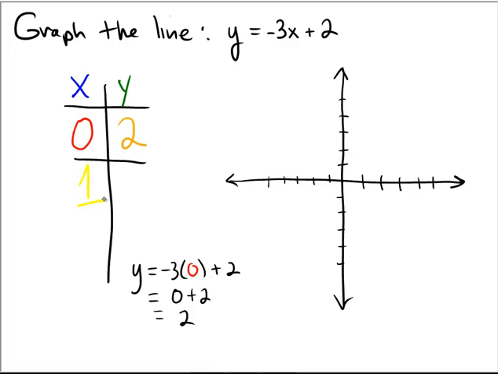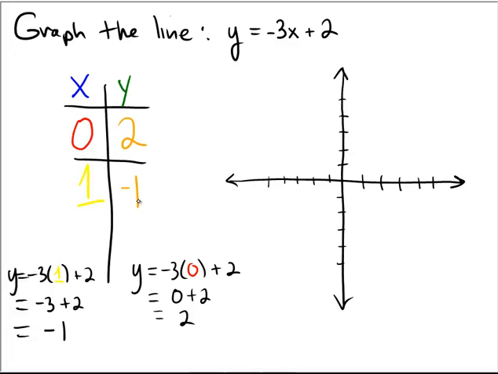Okay, so now I'm going to take the same kind of approach and consider the equation of the line y equals negative 3 multiplied by 1 plus 2. Of course, negative 3 times 1 is negative 3, plus 2, and negative 3 plus 2 is the value of negative 1. So the output that corresponds to the input of 1 is the number negative 1.